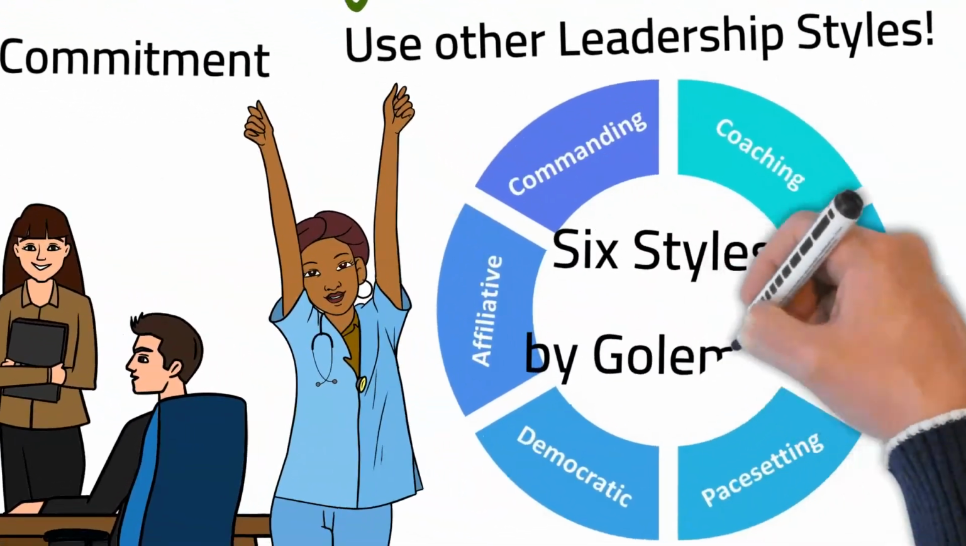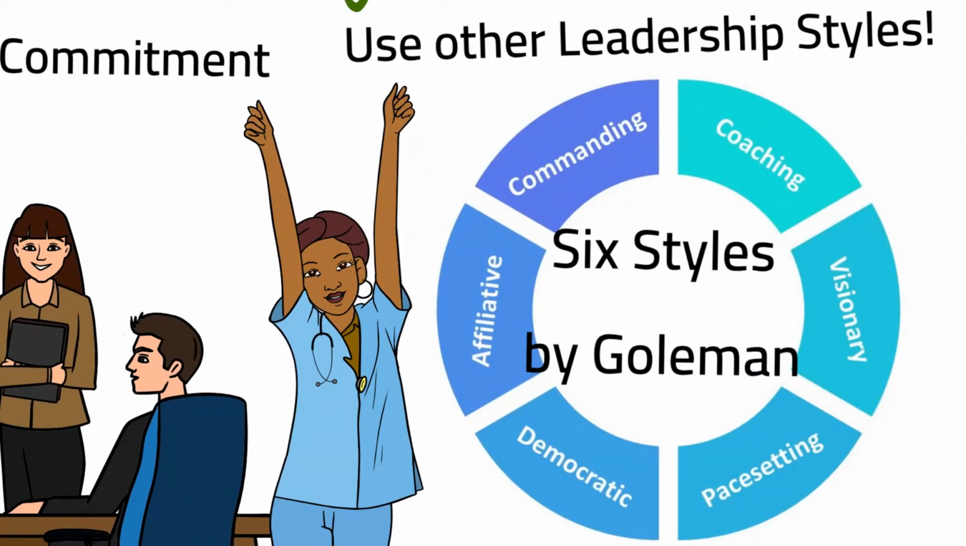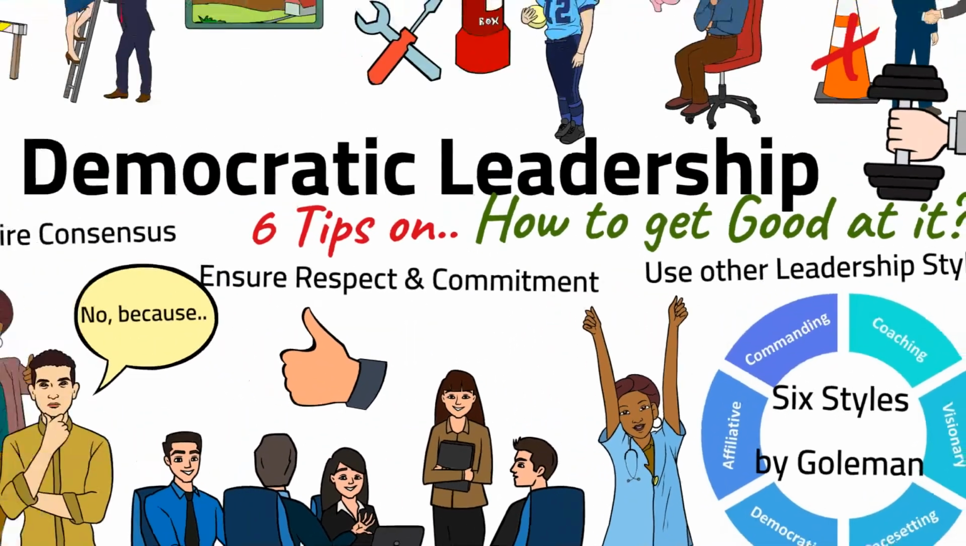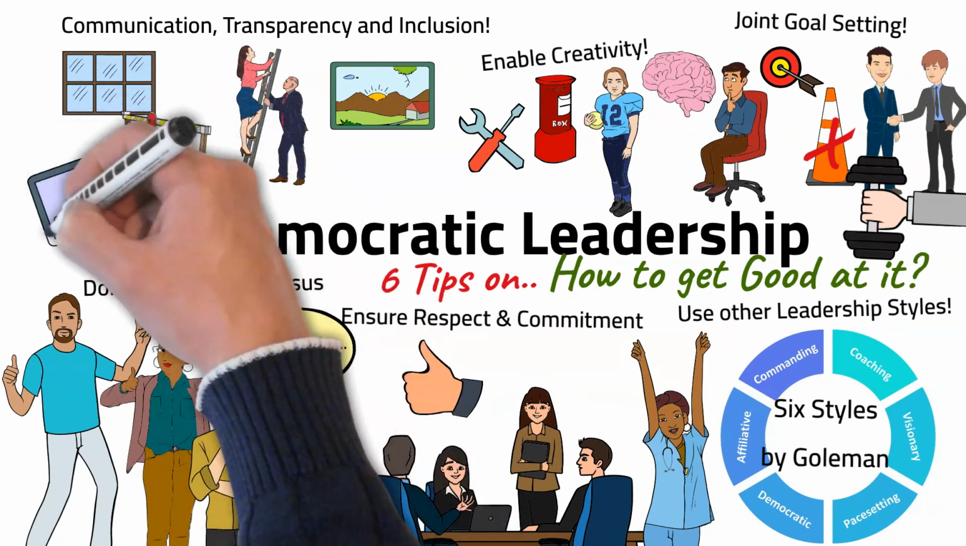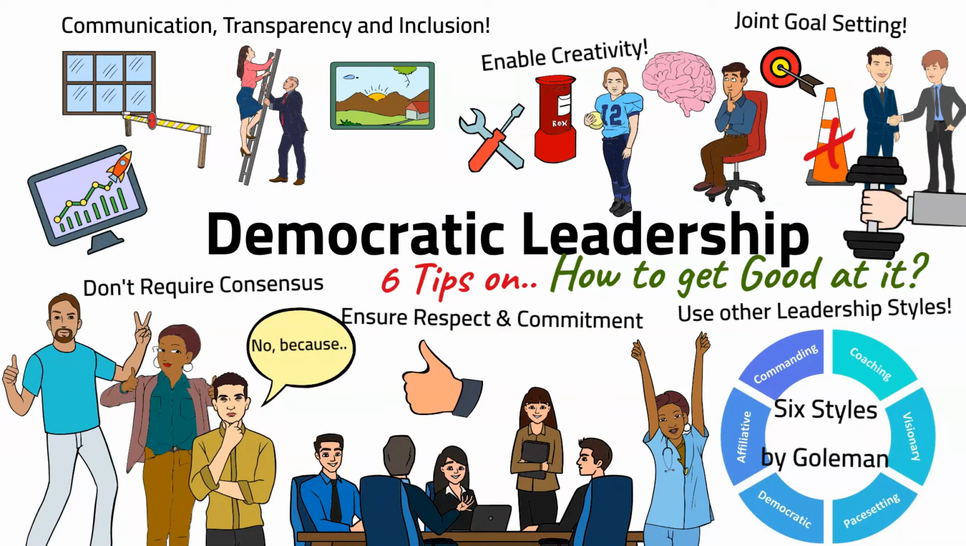Learn about the 6 leadership styles by Daniel Goleman and how visionary, coaching, affiliative, commanding, and pace-setting leadership form a great toolbox together with democratic leadership. Use as many of the 6 as possible, and you will find ways to improve your team climate enormously, with improved results in the end.